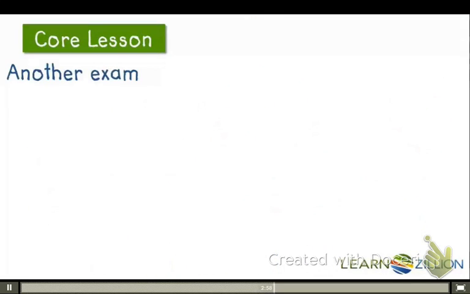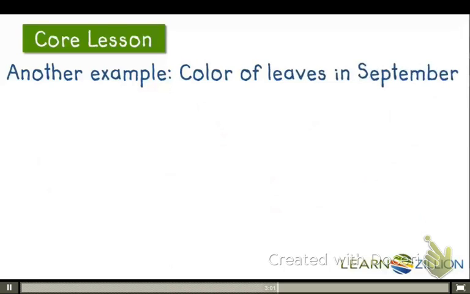Let's look at another example. We'd like to collect data about the color of leaves in September. We can't mark the color of every single leaf, so we'll use a sample. Let's look at a few samples and decide which is unbiased.